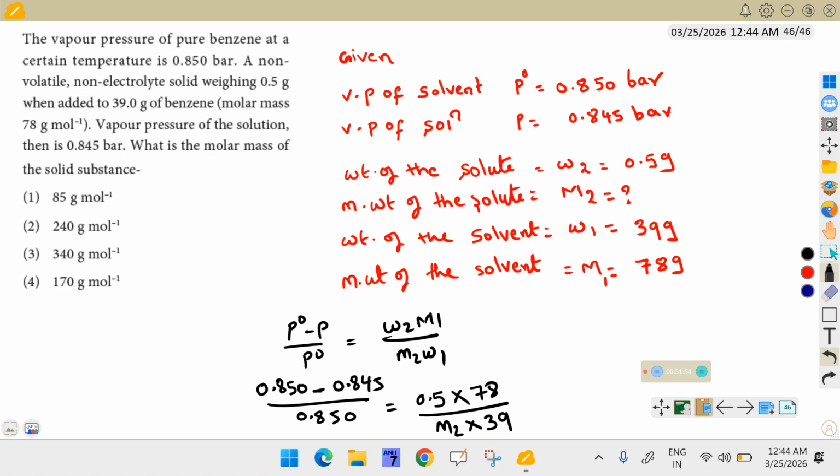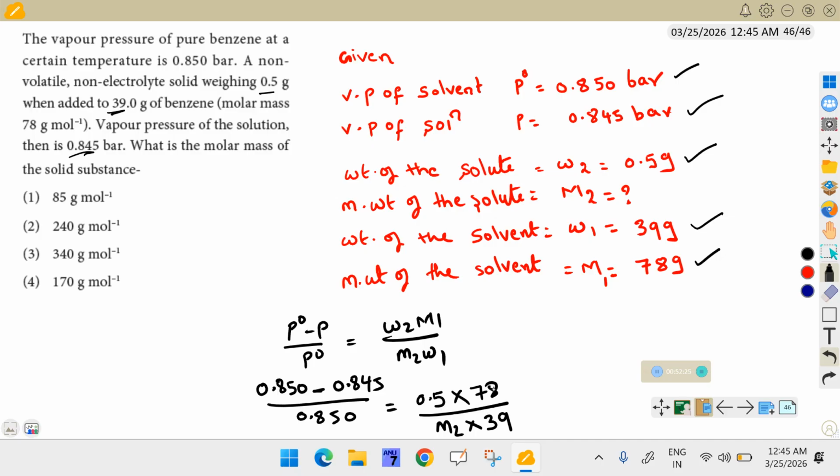The vapor pressure of pure benzene at a certain temperature is 0.850 bar. P naught value is given as 0.850 bar, and P value is also given as 0.845 bar. The weight of solute is given as 0.5 grams. Calculate the molecular weight of the solute. The weight of solvent is 39 grams. The molecular weight of the solvent is 78 grams. Simplify.